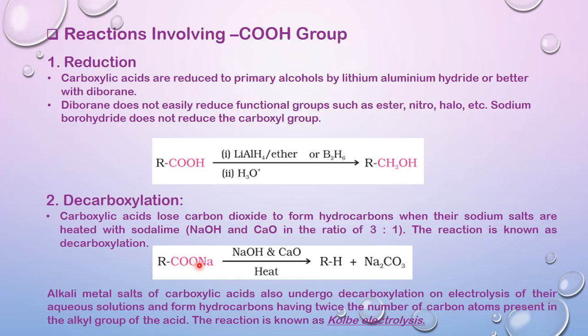sodium salt of acid with soda lime and heating it, we obtain the respective hydrocarbon having one carbon atom less than the corresponding acid. That is because we are removing CO2. So it is known as decarboxylation reaction, and the soda lime composition is a mixture of sodium hydroxide and calcium oxide. Now this reaction can also be followed by the Kolbe electrolysis process.